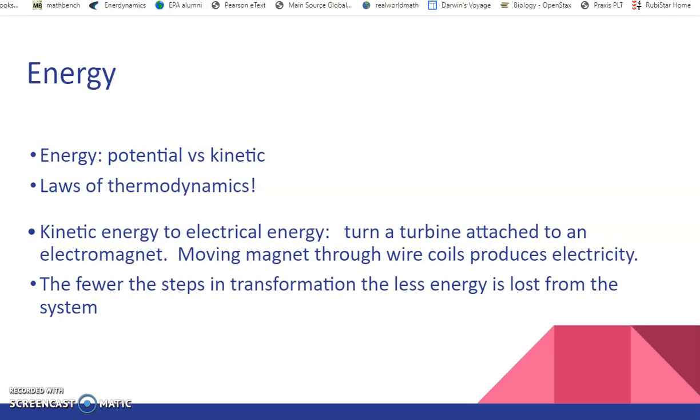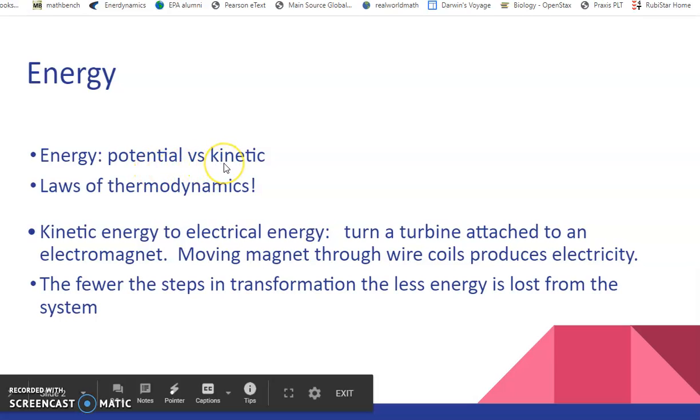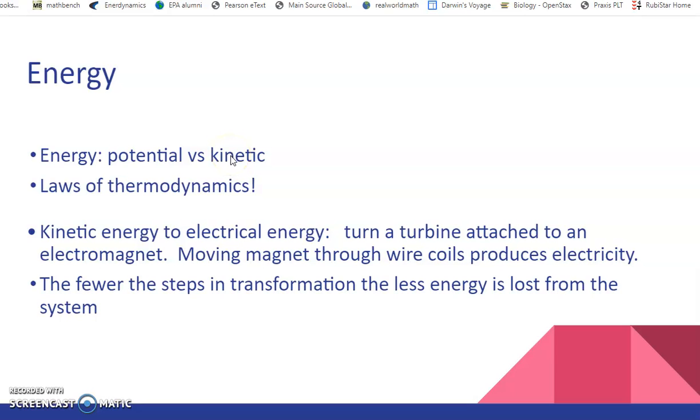Okay, so some quick review. We talked a little bit about energy way back when we talked about the living world. Can't remember which chapter it was, but just some terms that you should remember. If you don't remember exactly what these are, go back to your notes and look at them. So we want to think about energy, potential versus kinetic. So energy that is stored versus the energy of movement. And then don't forget those two laws of thermodynamics, right? Energy can't be created or destroyed, but it can be transferred from one form to another.